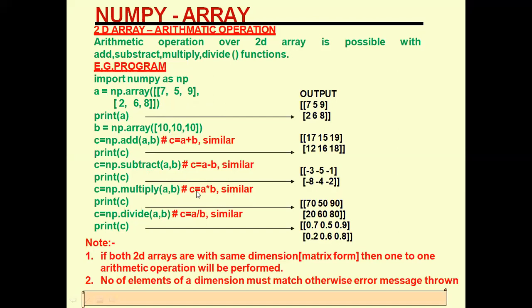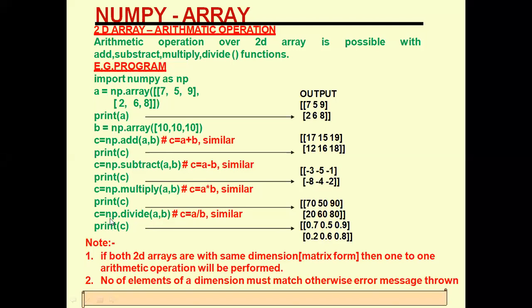Multiplication works as it is. That will also multiply the values, a multiplied by b, and it will display the result. See here, 7 multiplied by 10 is 70. 5 multiplied by 10 is 50, and 90. So as in the previous example, it will be displayed after multiplication of the values.